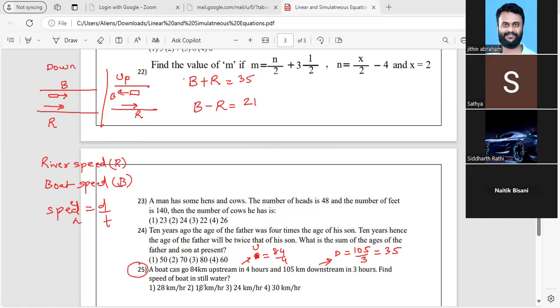And what you're supposed to find? You're supposed to find the speed of the boat. So simply you add them. River gets cancelled. You'll get 2 times boat speed is equal to 35 plus 21, which is 56. That gives you boat speed as 56 divided by 2, which is 28. 28 is your answer, kilometers per hour. Any doubt? Great. So make a note of it.